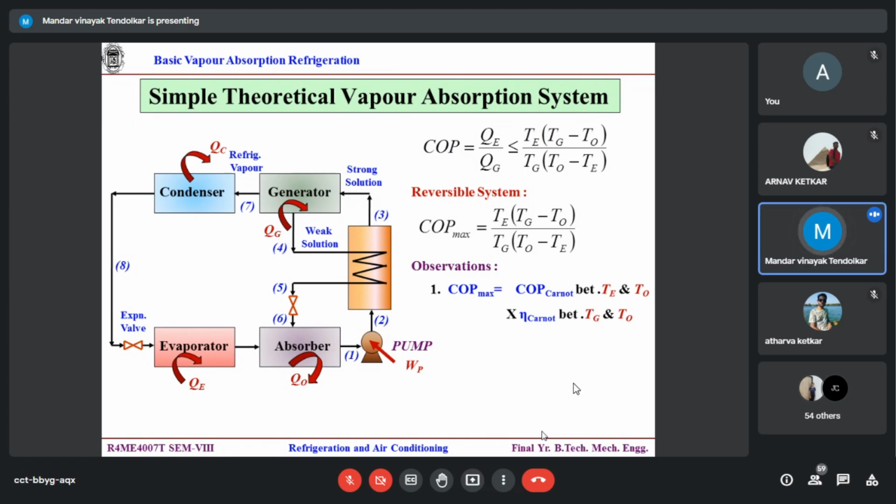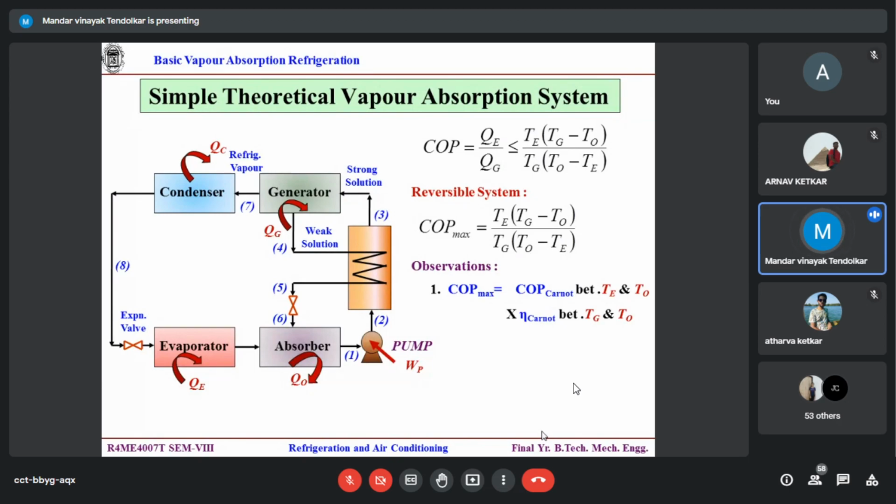So I will say that the maximum COP of the vapor absorption system that you can get is the product of one refrigeration COP and one engine efficiency. The refrigeration COP is between Te and T naught. Correct? T low divided by delta T. And the Carnot engine between Tg and T naught. Because over there, delta T divided by T high. Right? Tg is T high, right? Generation.